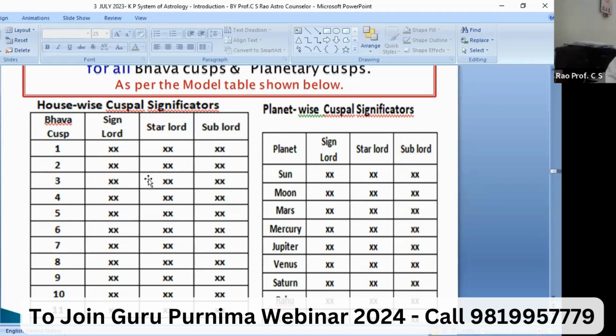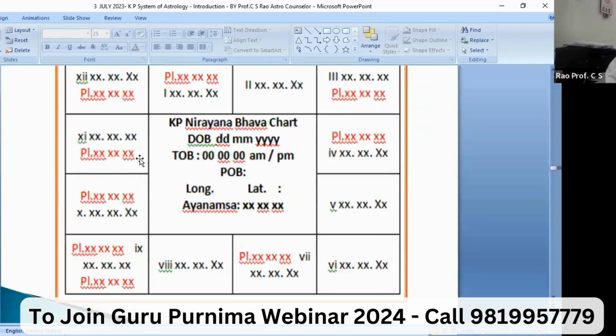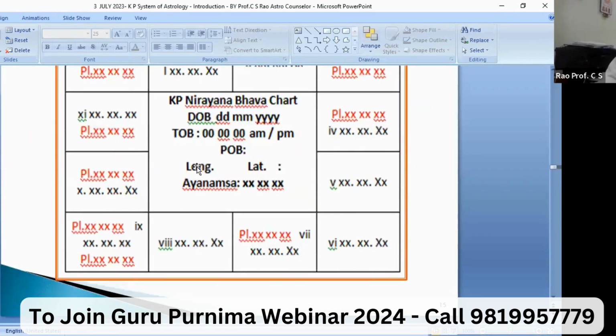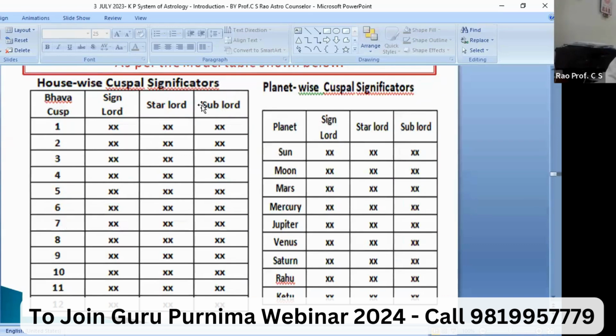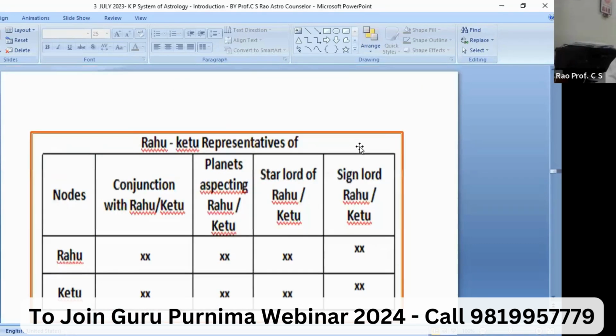So after preparing this model chart, you have prepared this birth chart, you have to see this house-wise cuspal significators and planet-wise cuspal significators. These two tables are very important. After this, these are all we used to prepare manually. After this, Rahu, Ketu representatives are very important in this.